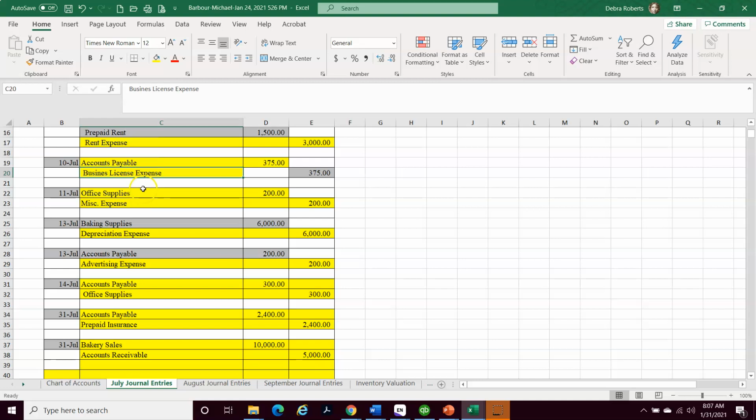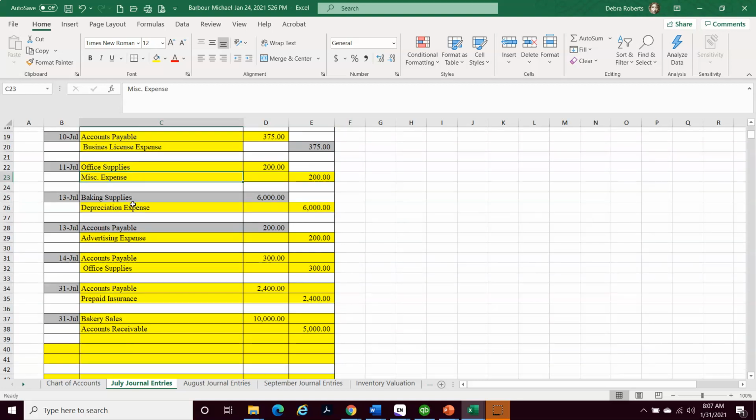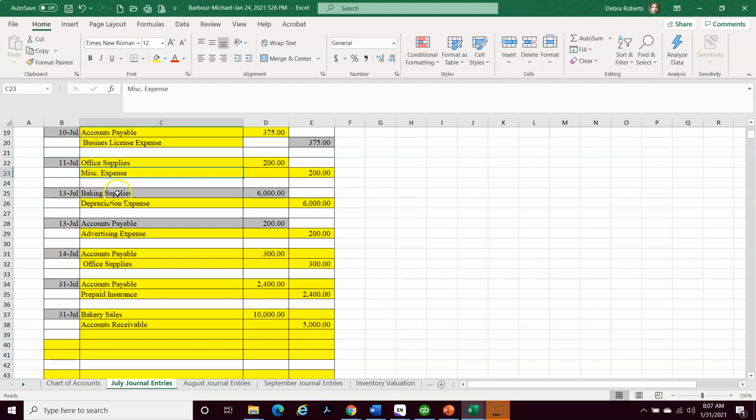The same here. Again, the office supplies debit looks good, but you should not be crediting an expense. This was paid with cash. So again, I don't see cash in this transaction.